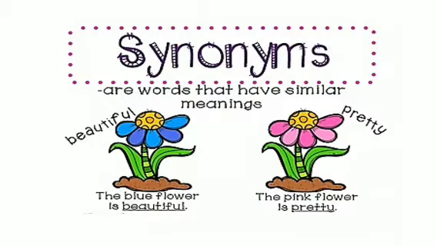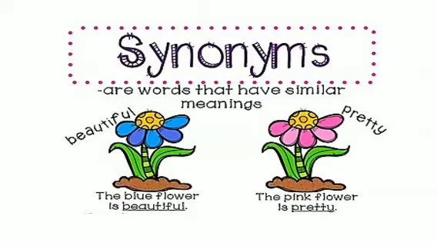So don't look at the information right now, just pay attention to these beautiful flowers. As you can see, we have a blue flower and also a pink flower. In the first picture, the blue flower, we have the word beautiful. So the blue flower is beautiful. But in the other example, we have a pink flower, and in this case we have the word pretty. The pink flower is pretty.